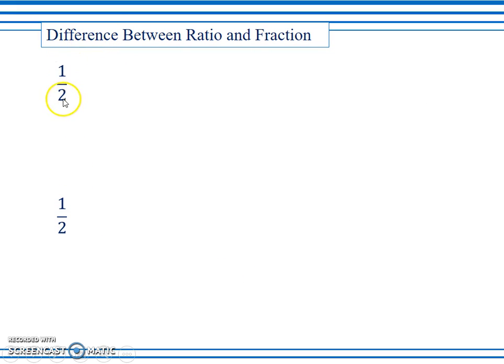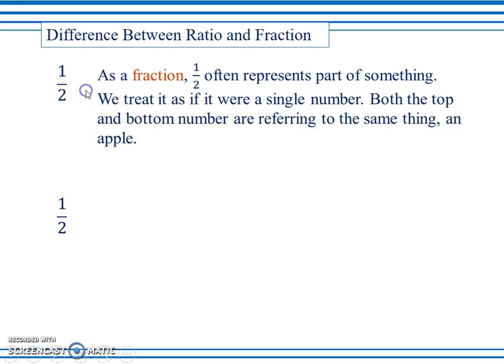We've looked at this 1/2 as a number, and we've looked at it as a ratio. So let's examine the difference. As a fraction, half often represents part of something. We treat it as if it were a single number. So both the top and the bottom number are referring to the same thing. In this example, there's an apple, and we're cutting it into 2 halves. So half of an apple is all 1/2. We are talking just about apples with this whole fraction.